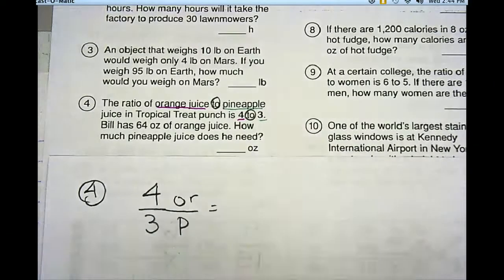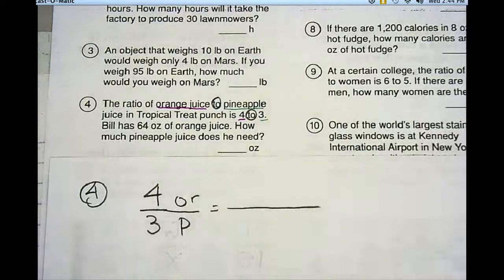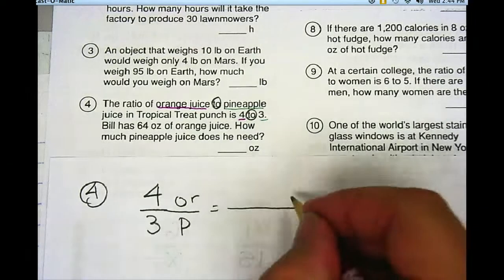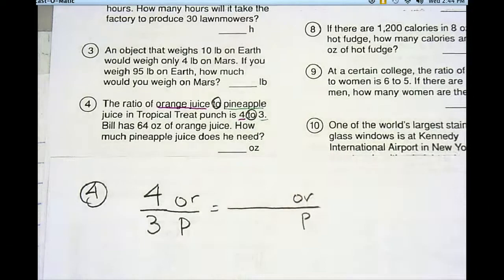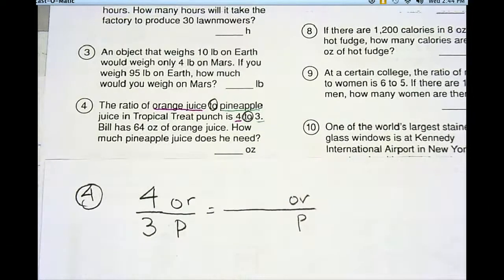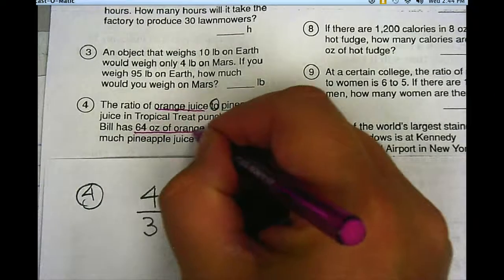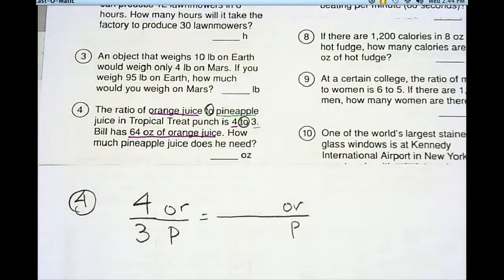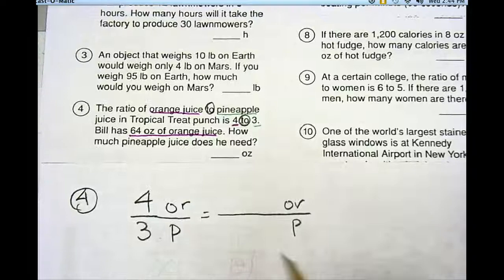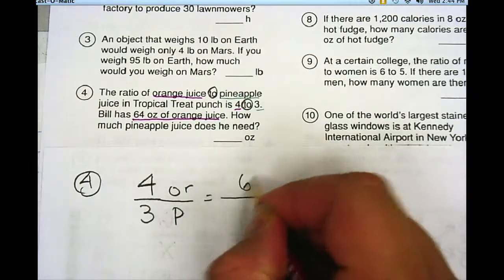Now before I read the rest of the problem, I'm going to make the other ratio on the other side of the proportion, and I'm going to label orange juice on top and pineapple juice on the bottom. Now I'm going to read the rest of the problem and decide where that missing part is going to go. Bill has 64 ounces of orange juice. So the 64 ounces is of orange juice. Since it's the orange juice, it's got to go on the top of my proportion. So 64 has got to go there.